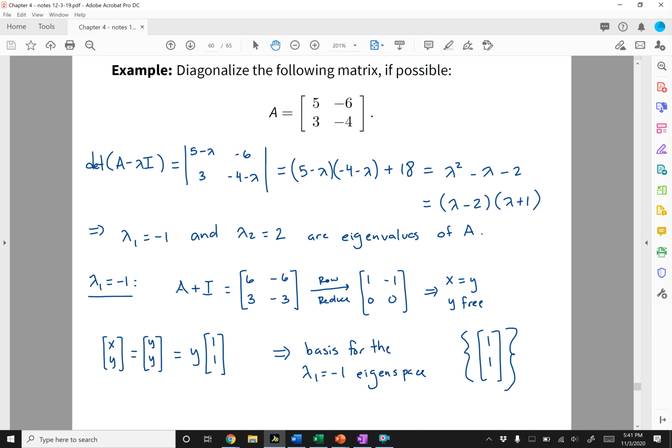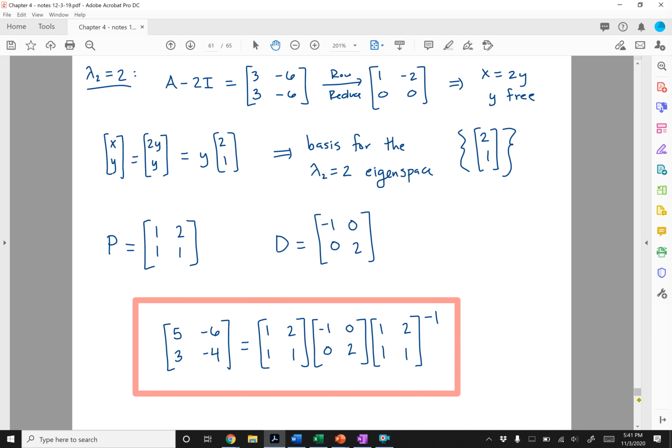And then if you subtract a minus 1 from the diagonal, we end up with this matrix. And we row reduce. We get that y is a free variable. This is our basis vector for lambda equals minus 1. So we have an algebraic multiplicity and a geometric multiplicity of 1. And for lambda 2 equals 2, subtract it from the diagonal, row reduce. y is a free variable again, and we get this 2, 1 as a basis vector.